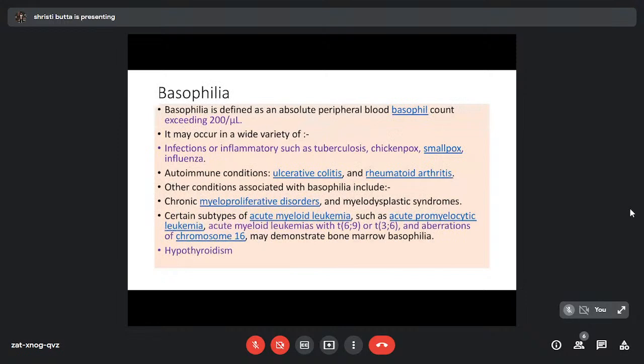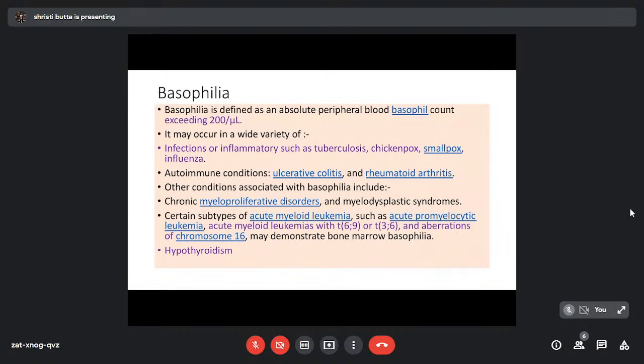Basophilia is the term when the absolute basophil count exceeds 200 per microliter. It may occur in a wide variety of conditions like infections and inflammations such as tuberculosis, chickenpox, smallpox, influenza, autoimmune conditions as I've already discussed like ulcerative colitis and rheumatoid arthritis, CML, myelodysplastic syndromes, and other clonal disorders, which are the neoplastic disorders, not in this seminar, as well as hypothyroidism.